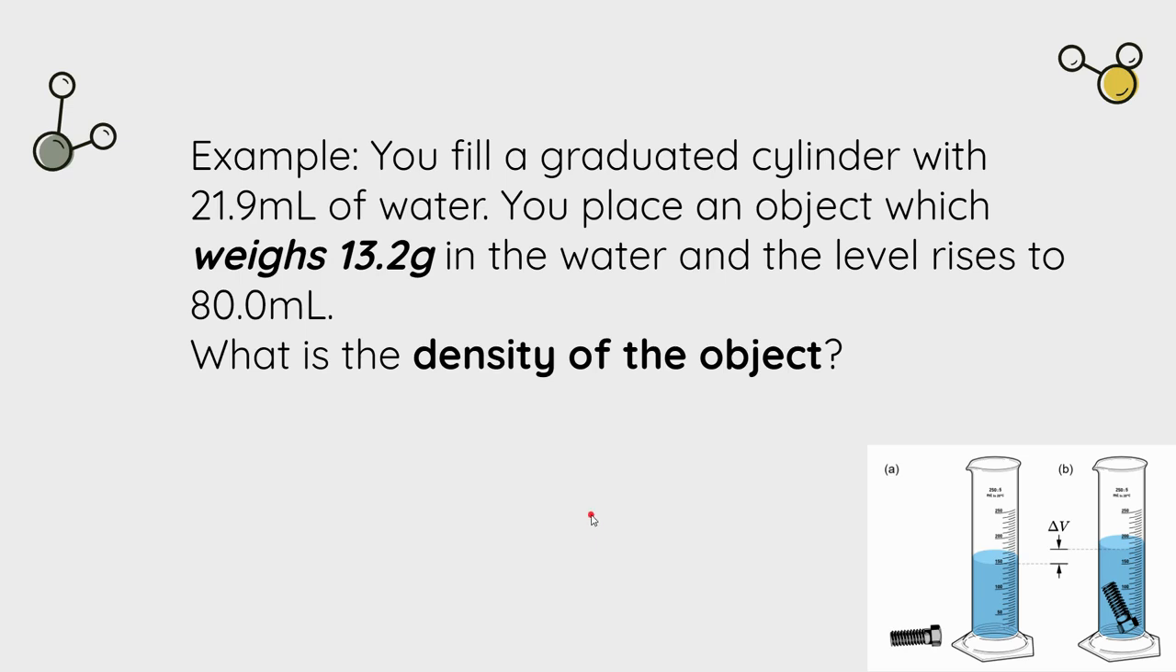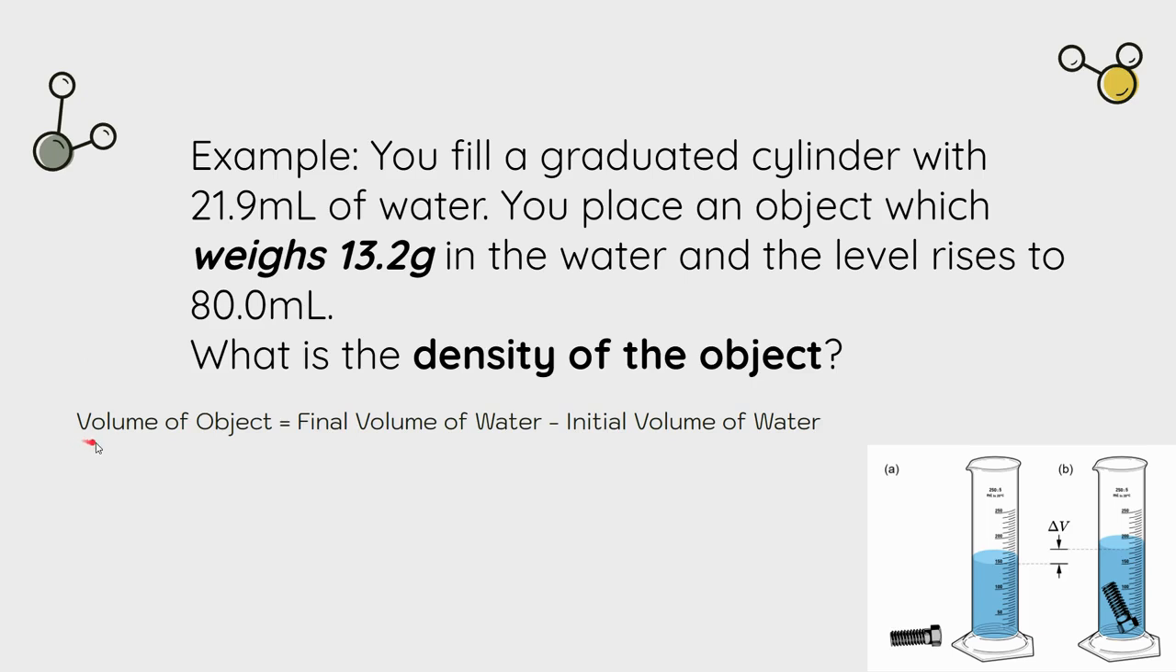I'm saying that I fill up a graduated cylinder with 21.9 milliliters of water. I then place an object which weighs 13.2 grams in the water, and the level rises to 80.0 milliliters. And the question is asking, what is the density of the object? Well, right away, I can see that my mass is 13.2 grams. That's how much it weighs. But I don't know the volume of my object yet. So let's use our technique through water displacement to find the volume of the object.